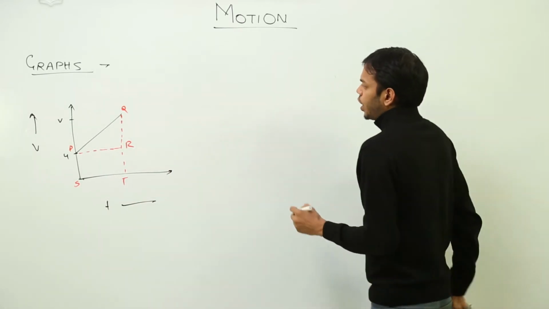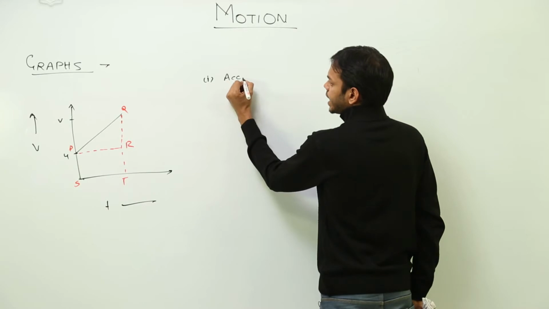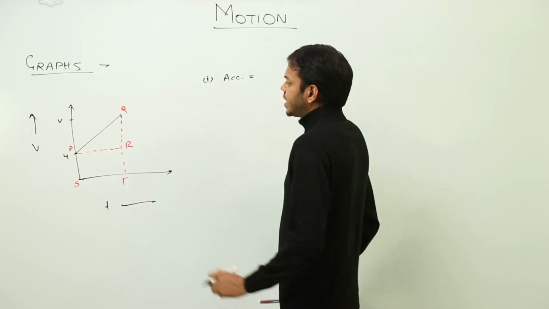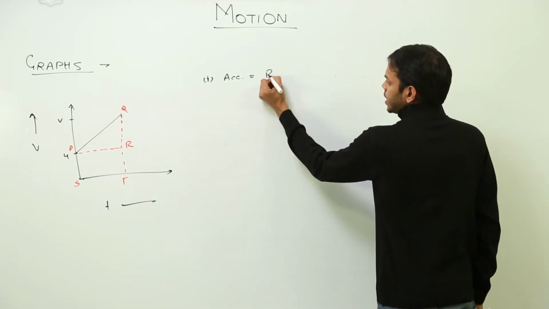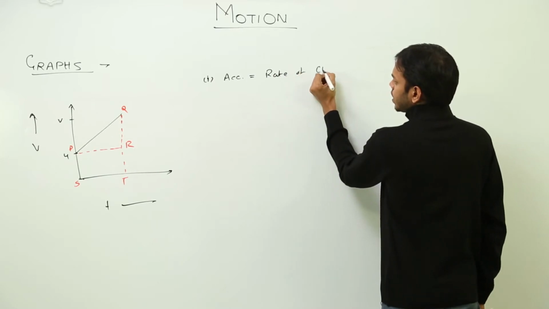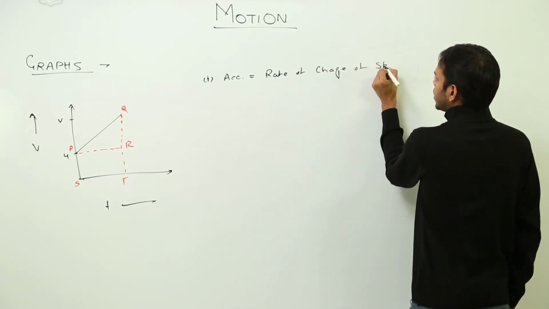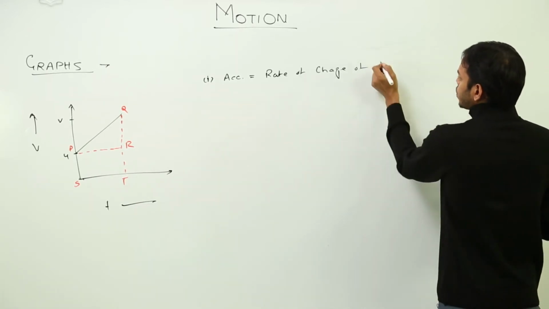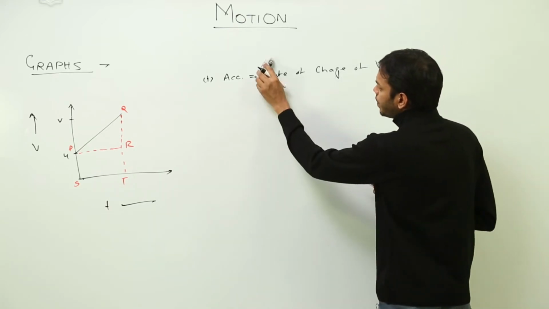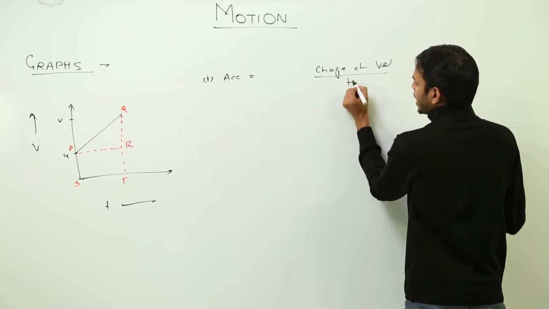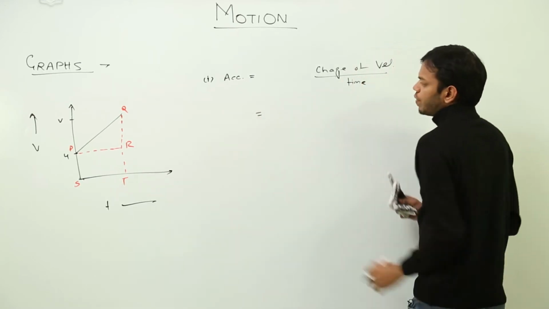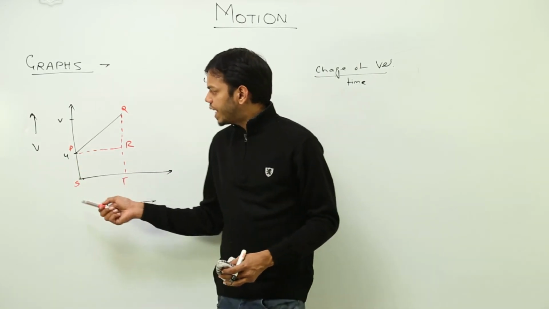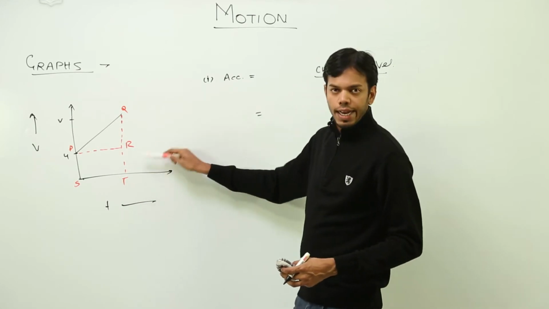Okay, for number 1, acceleration is the rate of change of speed, or velocity. Since I have already mentioned it's a velocity time graph, I'll write velocity here. Now rate of means the thing divided by time taken. So here change of velocity is given by, initially the velocity was from P to S, whereas finally it is from Q to T, right?